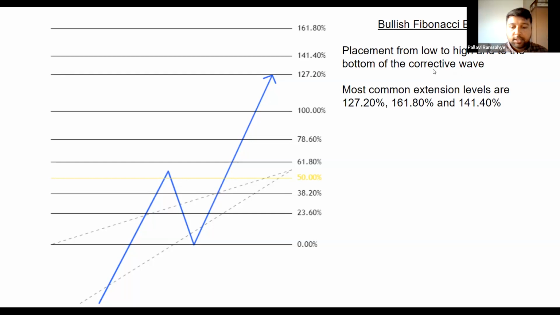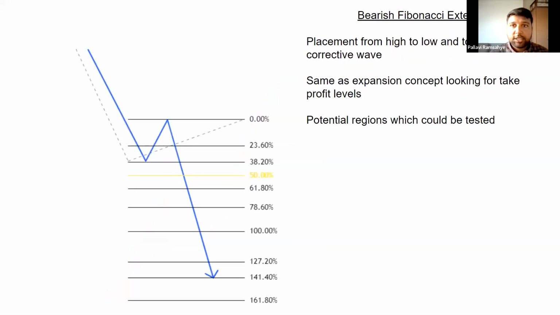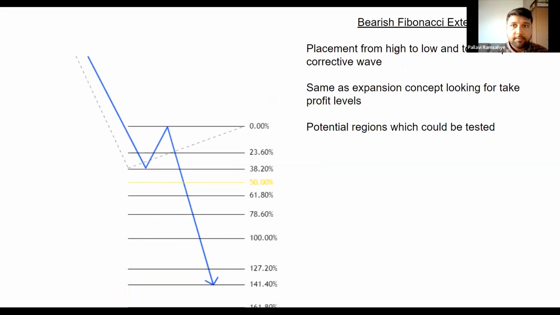Same concept with the bearish Fibonacci extension. However, the placement is slightly different. We are then placing from the high point, which is up here, so this high point to the low. And then again, we're bringing it back to the corrective wave. So it's the same as the expansion concept. We're looking for take profit levels and potential regions which could be tested.